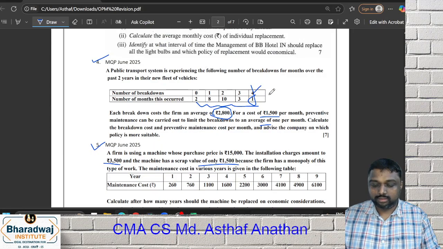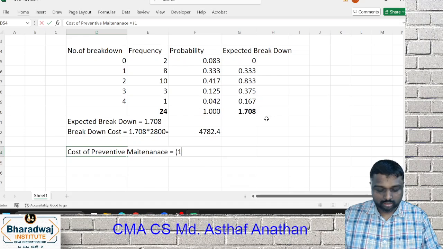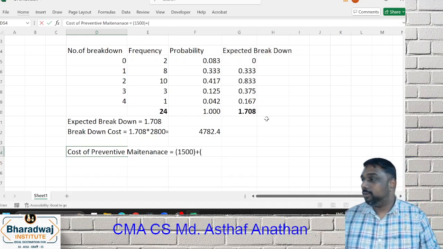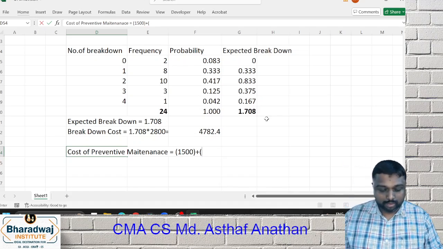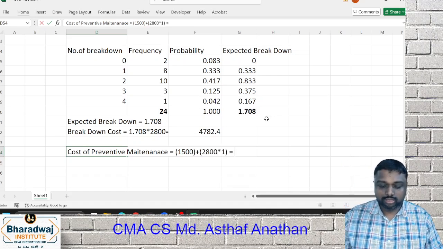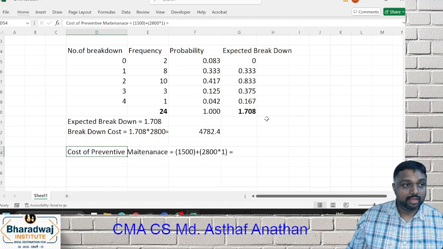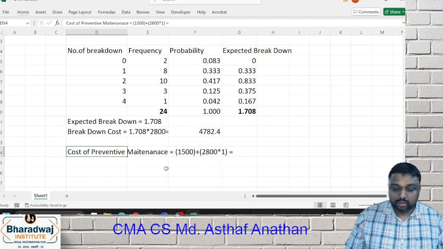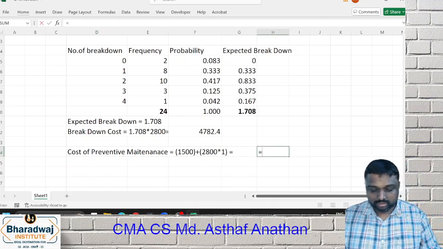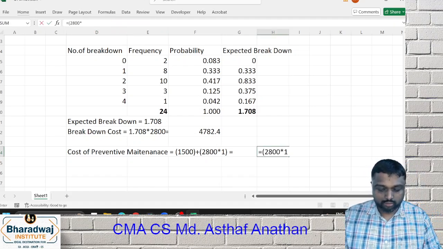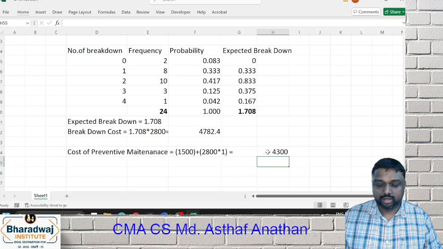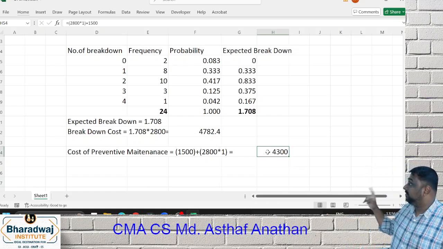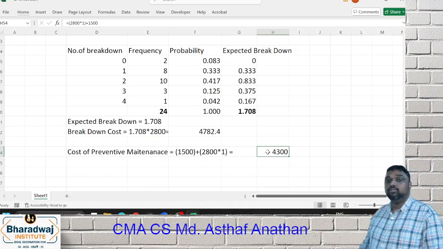Preventive maintenance for a month will incur only 1500. But the problem is what? Still, there is no guarantee of no breakdown, but breakdown will come down to one per month. So one breakdown cost you will incur. So this is the preventive maintenance cost. Are you clear? That is 1500 for prevention and one breakdown you have to incur. Here you are incurring close to two. That is the difference. So 2800 into 1 plus 1500, 4300. Now tell me, my dear friends, breakdown you are incurring around 4782. Here you are incurring only 4300, which is best.